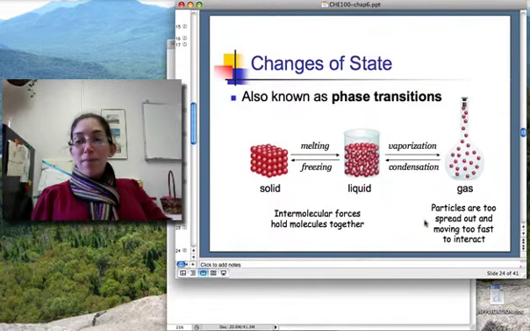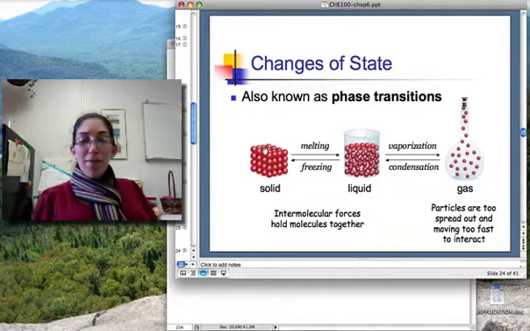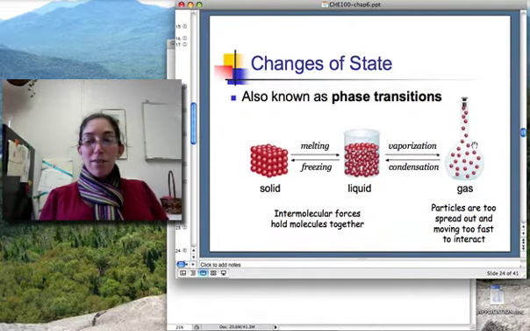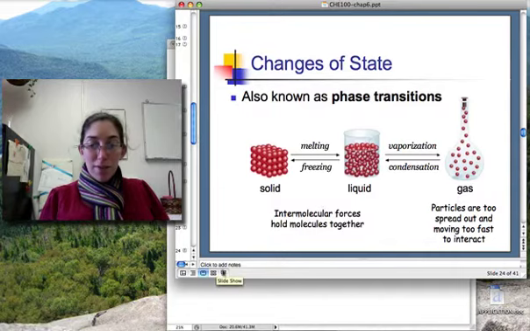So you have solids, liquids, and gases. And remember, the molecules all kind of move. I don't know if this slide is animated. Let's see. I can't remember if I had the molecules moving around.